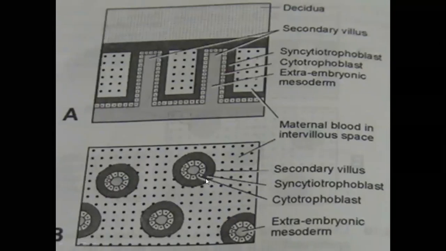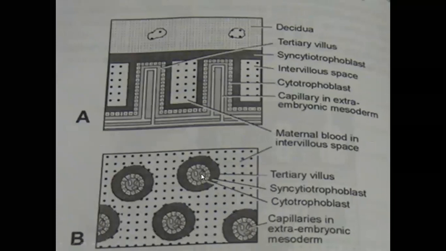You see, in the center you have extraembryonic mesoderm, with the remaining cytotrophoblast and syncytiotrophoblast. So in this way secondary villi are formed. Then you have tertiary villi. Once capillaries appear in the center, then we call it tertiary villi. So this is very simple to remember: primary villus, secondary villus and tertiary villus.